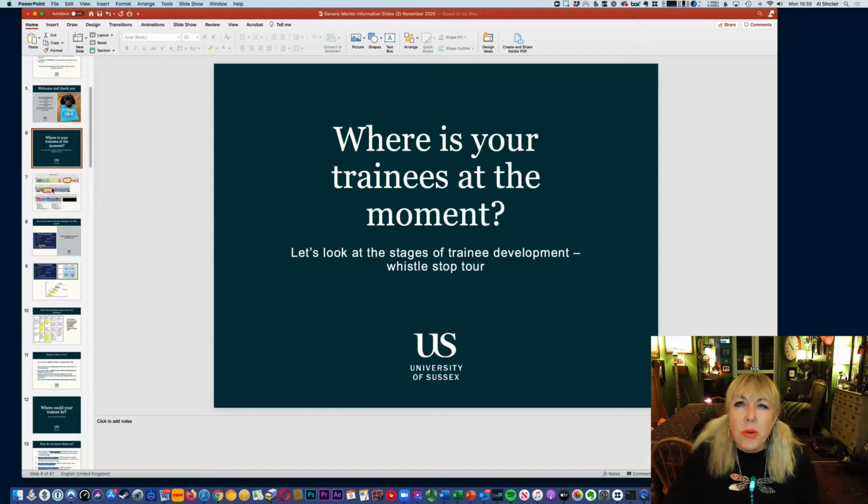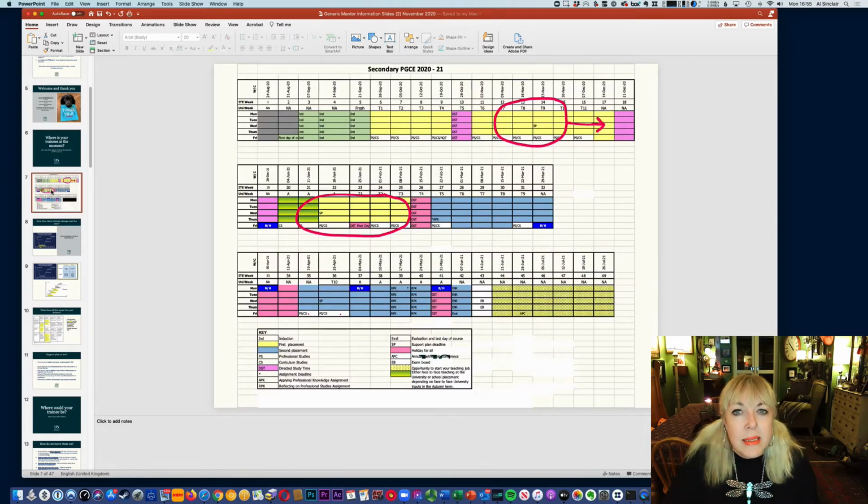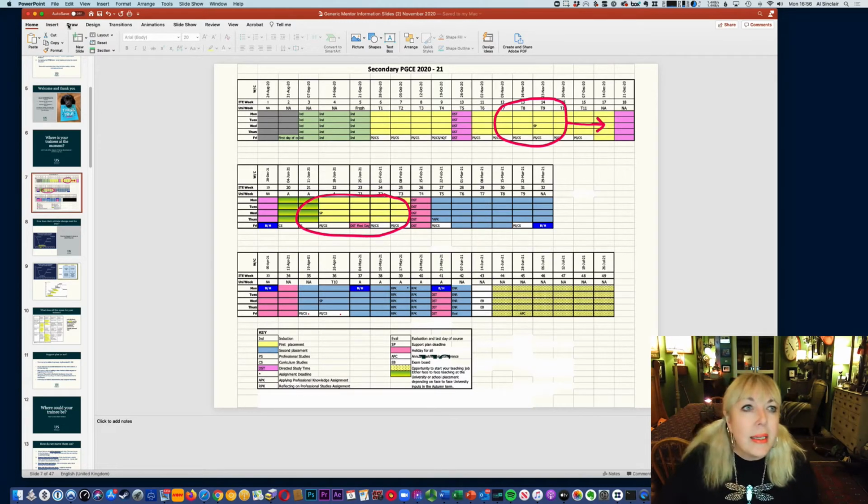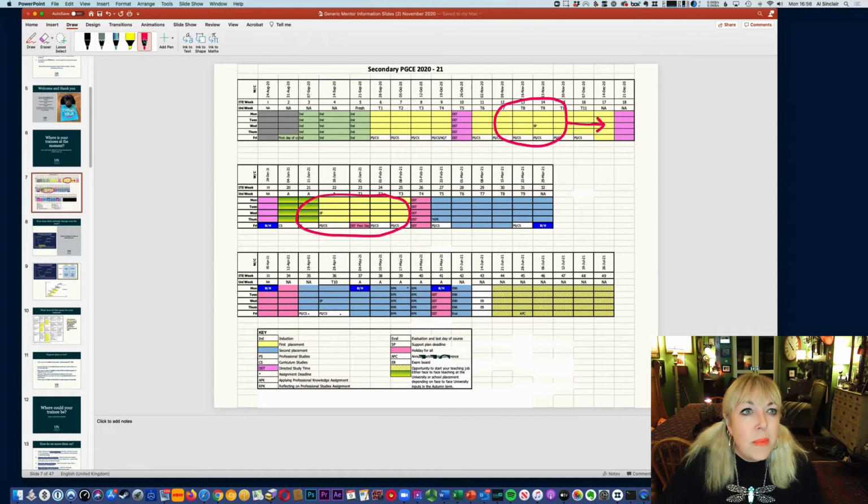So where's your trainee at the moment? Let's have a look at the stages. I thought I'd first bring up the calendar for the year, and I'm going to bring up my red pen that I've already circled. You're watching this video in this week here, the 16th of November. You've got your subject-specific mentor training where I'm putting those red blobs.